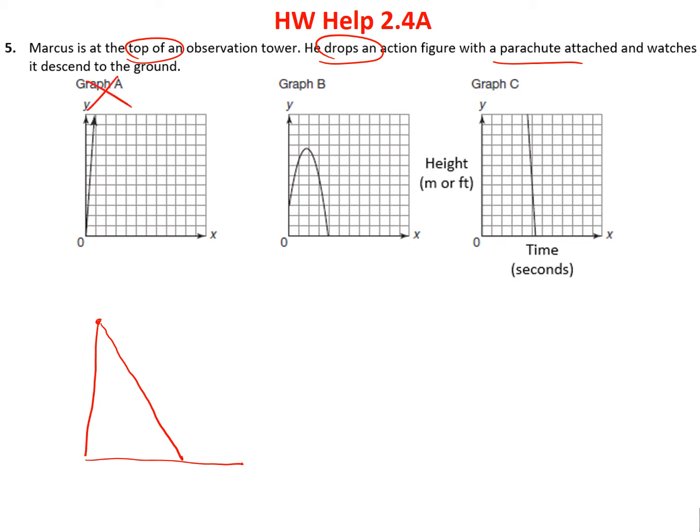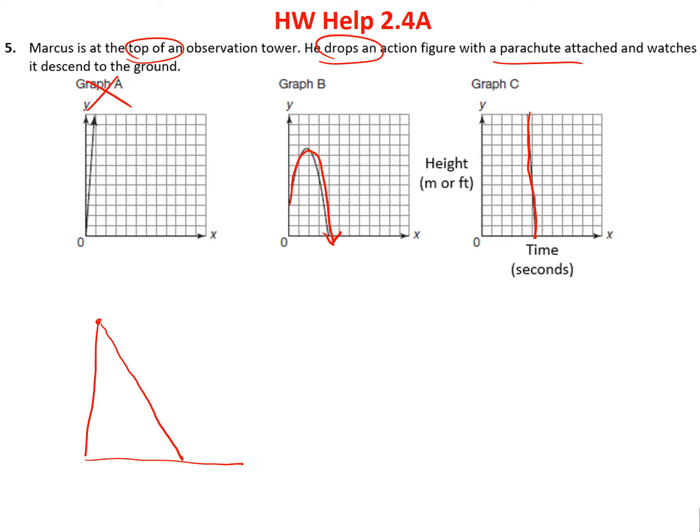A is out because A has it going up. B shows it going up first and then going down. So the most logical one has to be here where it goes down, even though it's going down pretty fast, and it doesn't represent any time here.